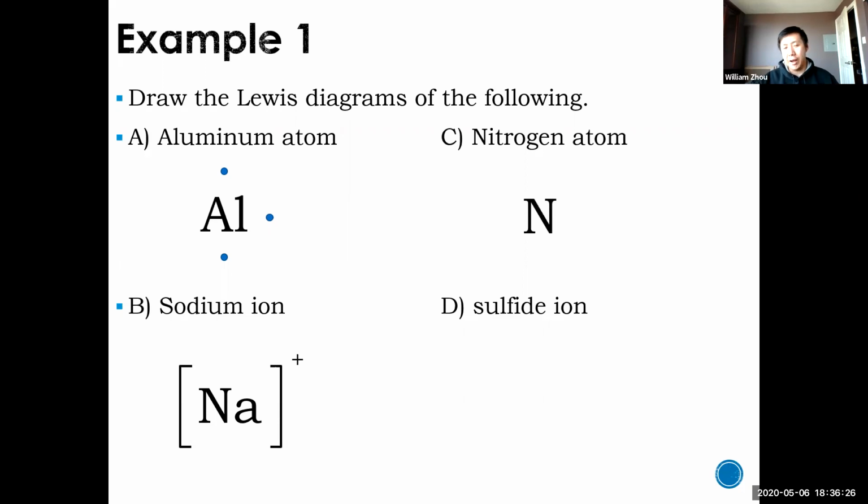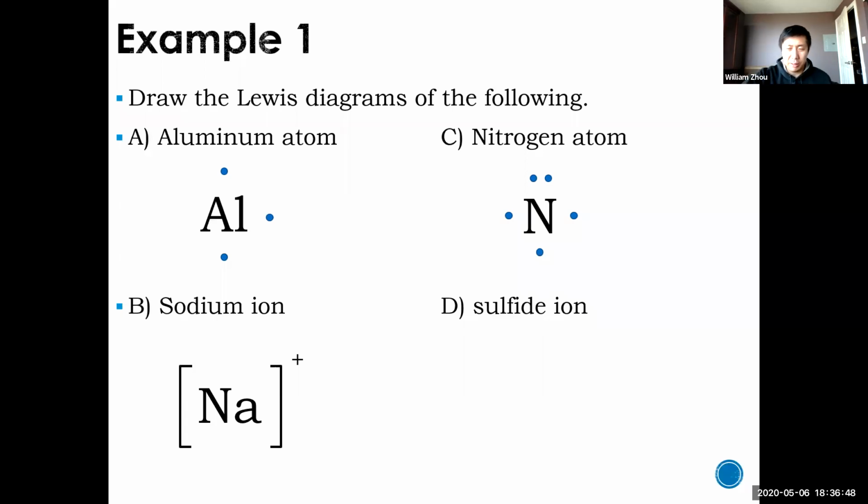Nitrogen has 5 valence electrons, so you start from the top and you go around in a circle. So you go 1, 2, 3, 4. All right, so you need one more. So then you have to pair them, and you will pair the one on top. That's the convention. Now, if you want to pair the one on the side, doesn't matter. So if you do that, you have nitrogen.